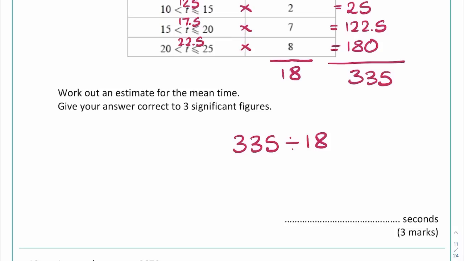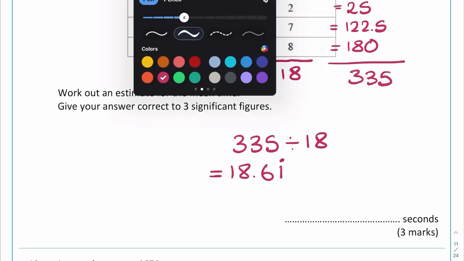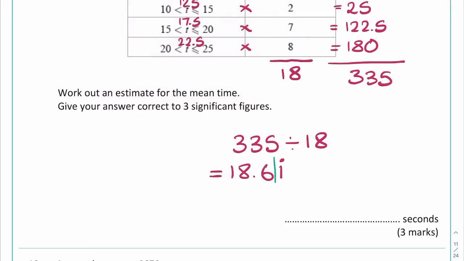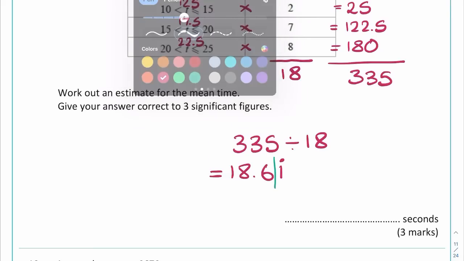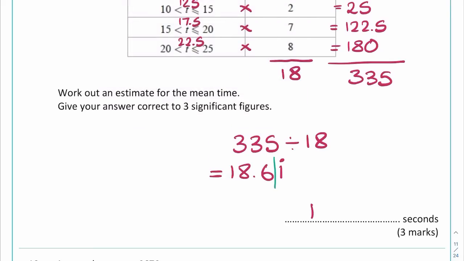And we get a recurring decimal there. It comes out as 18.61 recurring, which just means there's loads of ones. So in terms of writing this to 3 significant figures, well, the third significant figure is the 6, and after the 6, it's just recurring ones. So our answer would just be 18.6, and that would be our final answer, 18.6 seconds as our estimated mean.